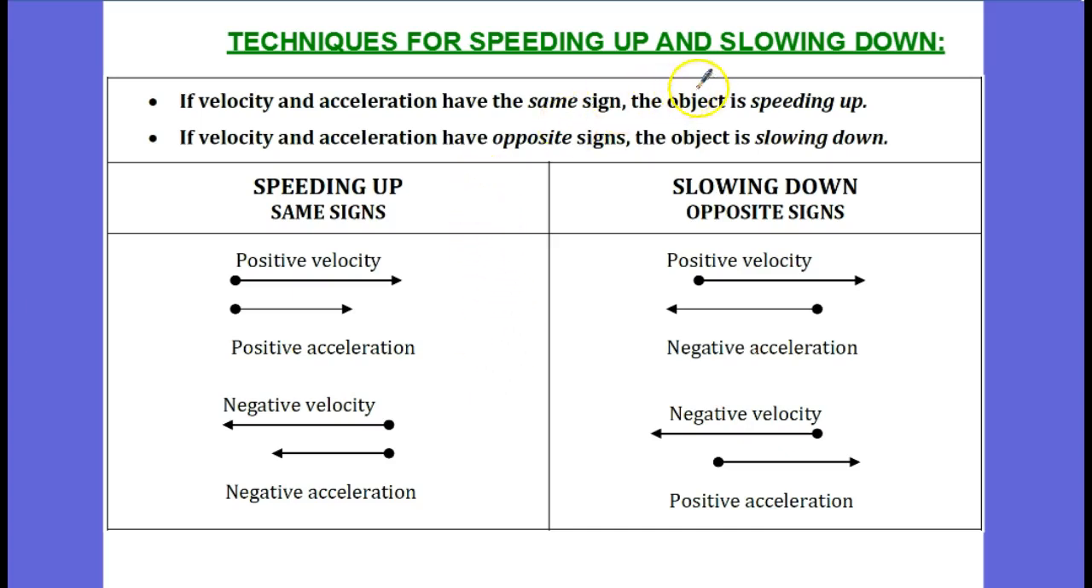So techniques for speeding up and slowing down. If velocity and acceleration have the same sign, that always means that the object is speeding up. I have a positive velocity and I am accelerating. I have a positive acceleration. If I have a negative velocity with a negative acceleration, that means that I'm still going to be speeding up. So in other words, the speed increases when the signs match.